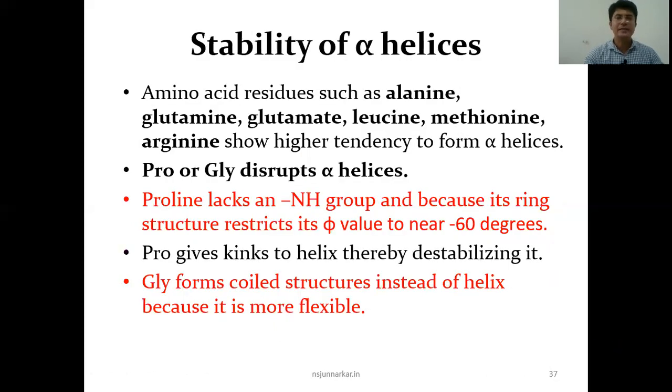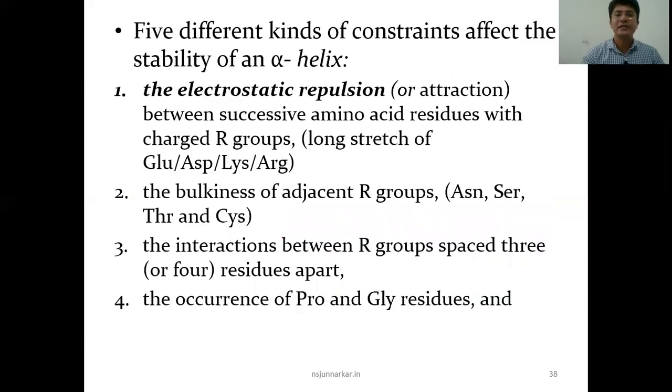Stability of alpha helices. Amino acid residues such as alanine, glutamine, glutamate, leucine, methionine, and arginine show a higher tendency to form alpha helices. Proline or glycine disrupt the alpha helices. Proline lacks an amino group, and because its ring structure restricts its phi value to near minus 60 degrees, it gives kinks to the helix, thereby destabilizing it. Glycine forms coiled structures instead of helix because it is more flexible.